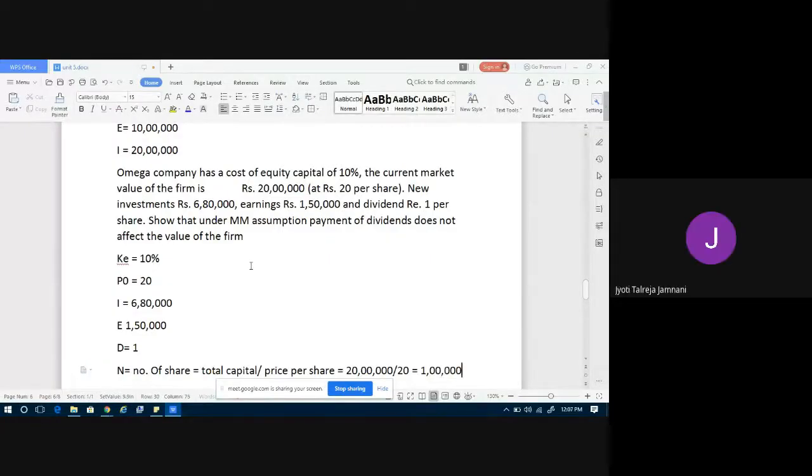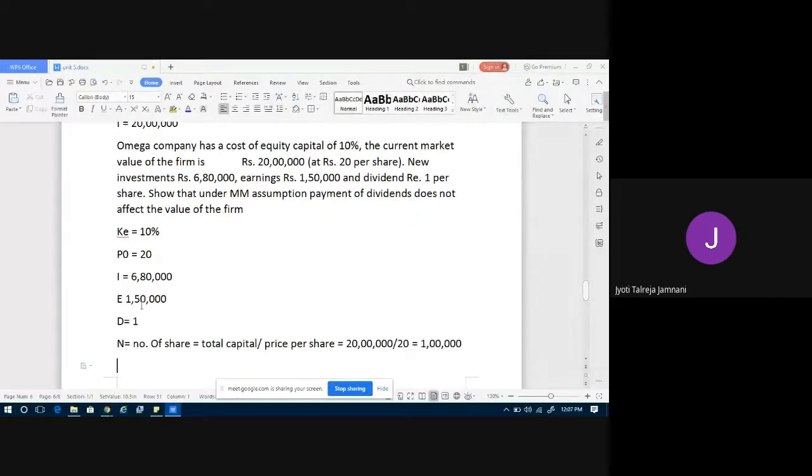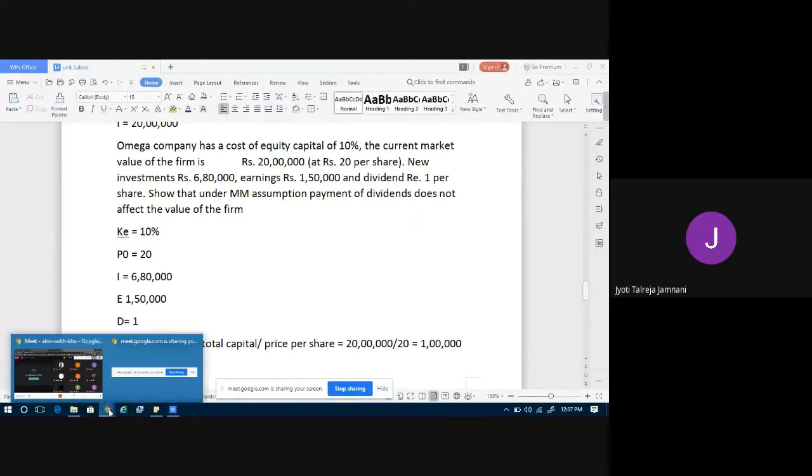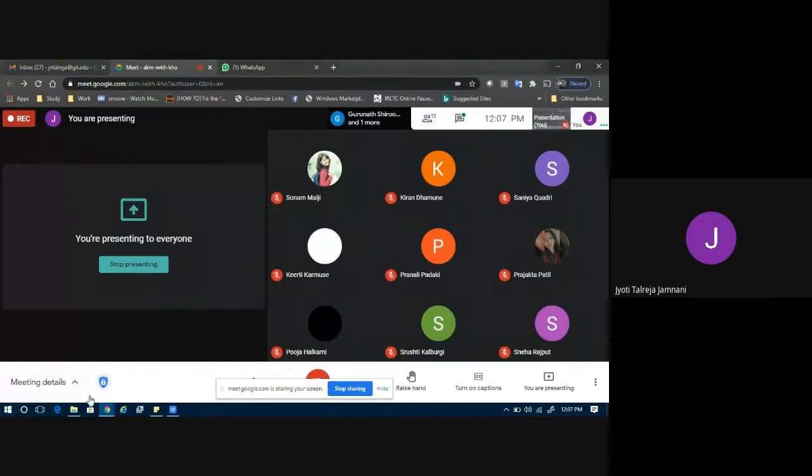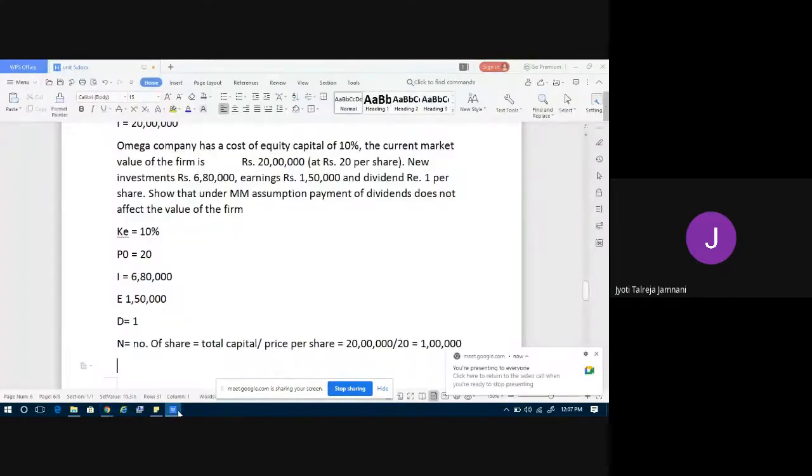1 lakh. So the number of shares are 1 lakh. In the problem, this all is given. The cost of equity is 10%. Current market value is 20 lakh. Divided by 20, if I do, I'll get 1 lakh shares. Price per share is 20. Investment 6 lakh 80, earning 1 lakh 50, and dividend 1 rupee.